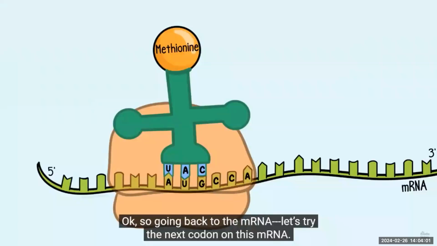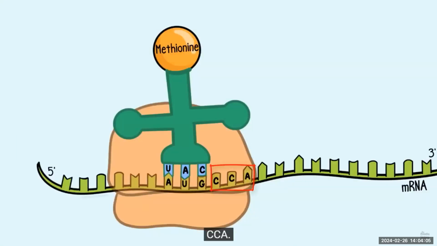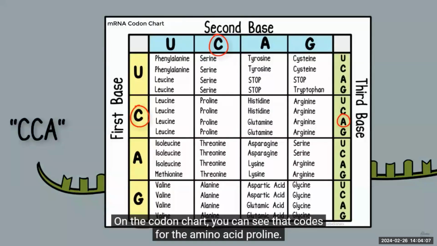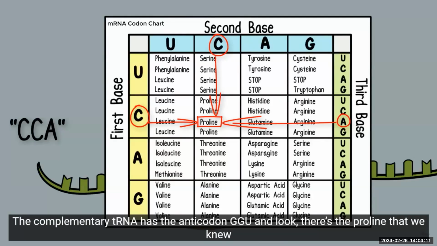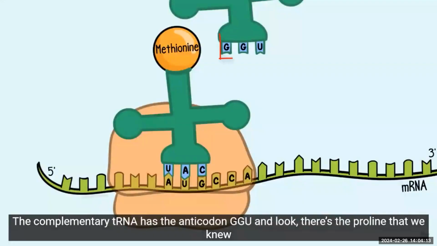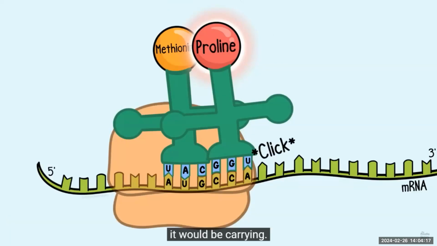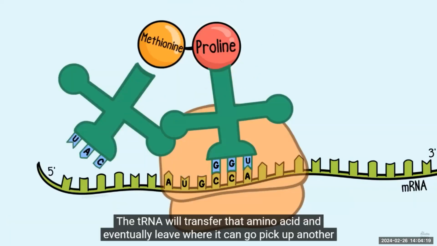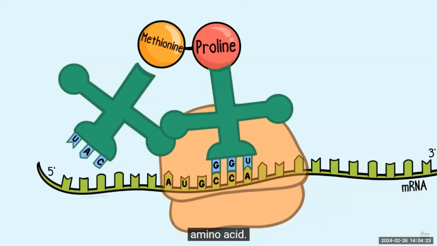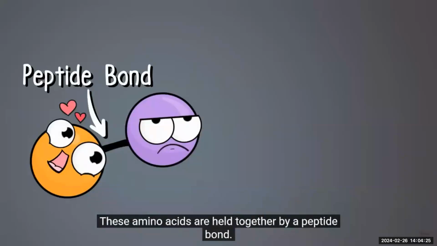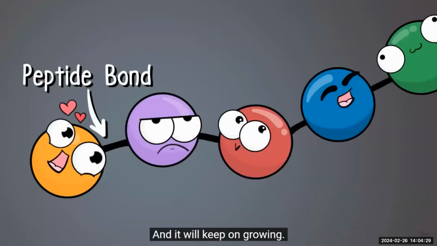Okay, so going back to the mRNA, let's try the next codon on this mRNA, CCA. On the codon chart, you can see that codes for the amino acid proline. The complementary tRNA has the anticodon GGU. And look, there's the proline that we knew it would be carrying. The tRNA will transfer that amino acid and eventually leave, where it can pick up another amino acid. These amino acids are held together by a peptide bond, and it will keep on growing.